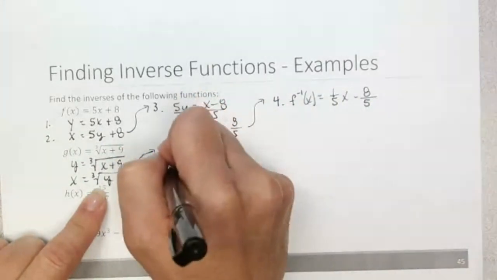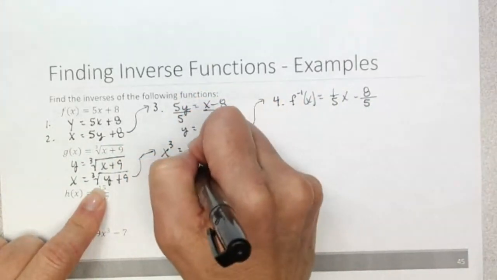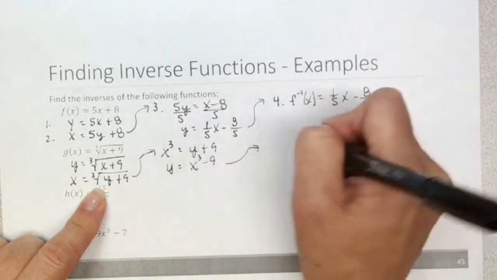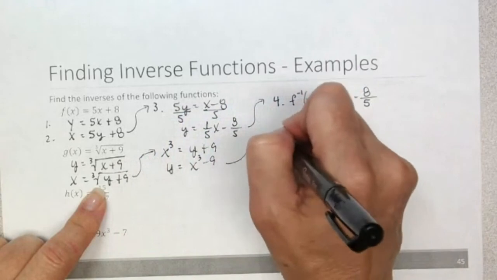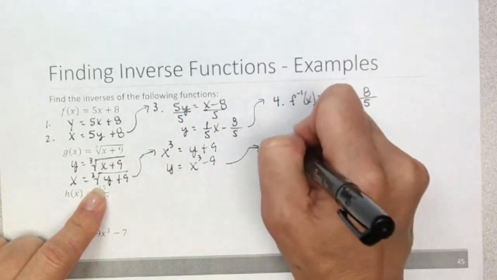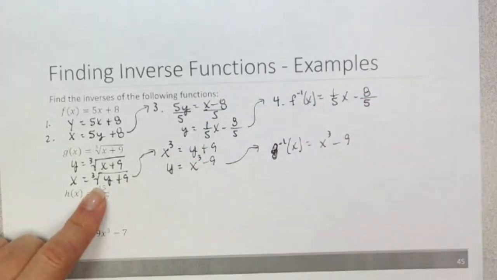Now we solve for y. We just subtract that 9 from both sides. So y is going to equal x cubed minus 9. Now let's write that as an inverse function. f-1, oh no, it's g, sorry. g-1 of x equals x cubed minus 9.